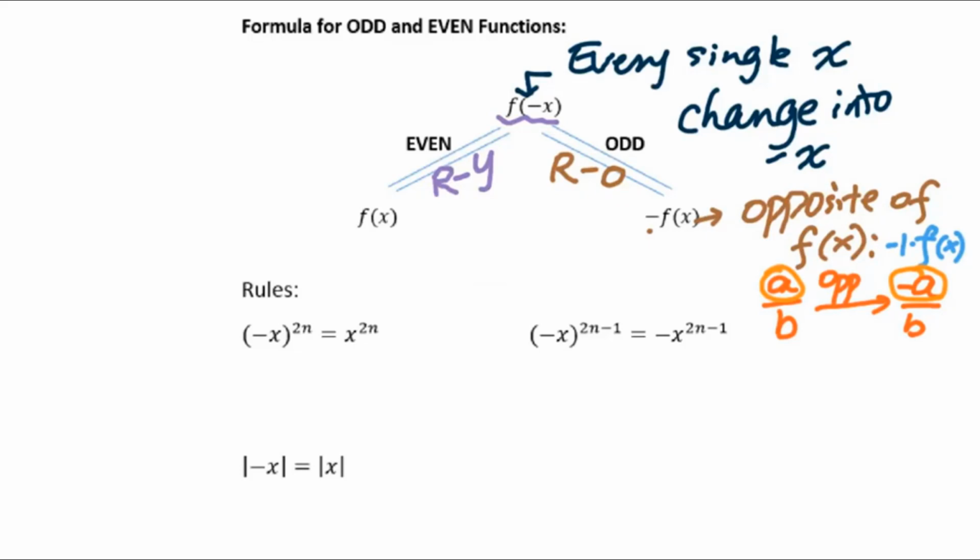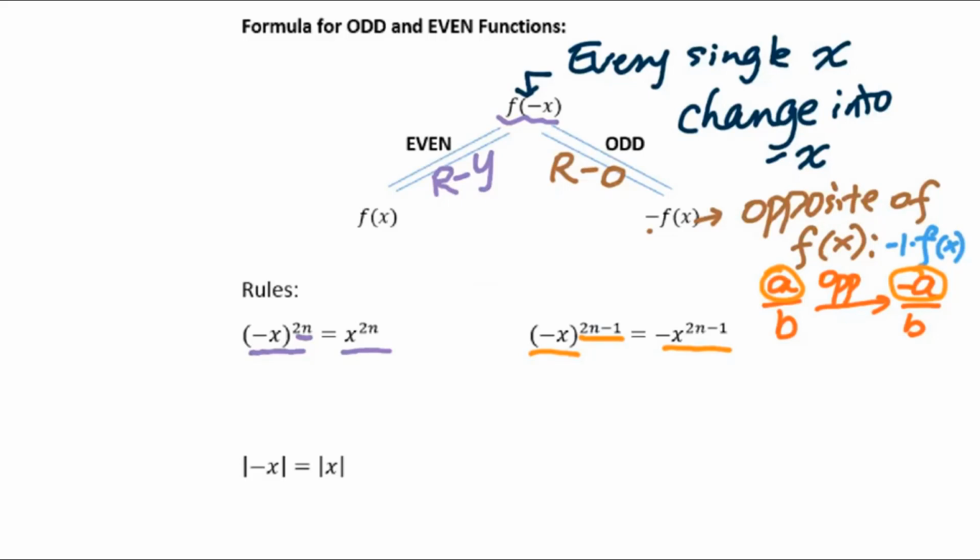Here are some rules for negative x. When negative x is raised to an even power, you will get x to the even power. If negative x is raised to an odd power, you will get the negative sign, then x to the odd power. How to understand this easily?